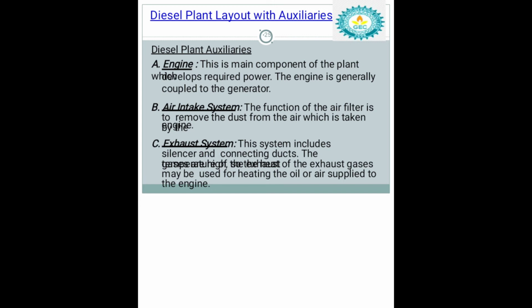After burning of the fuel, the exhaust will be released into the atmosphere through the exhaust valve in the exhaust stroke. These are the processes involved in the diesel engine. In the exhaust system, the exhaust will exit from the exhaust valve. At that time, the inlet valve remains closed.